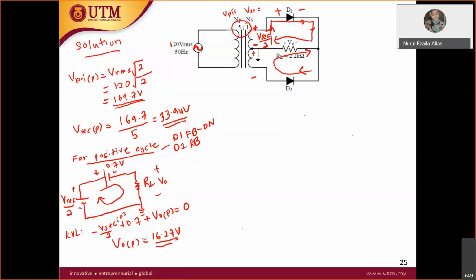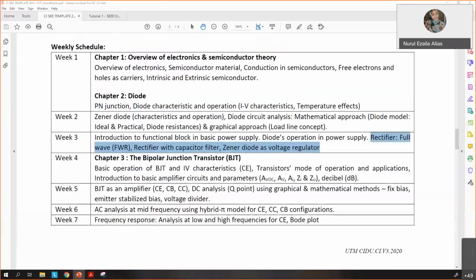Next, we want to do the negative cycle. This is what I like about online teaching, where I can copy this and I don't have to draw it again. I can use a different color here. So this is for the negative cycle.